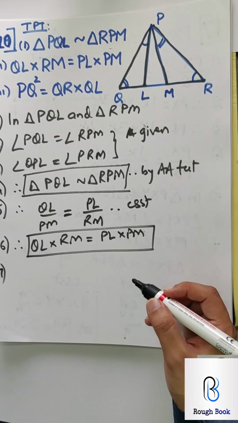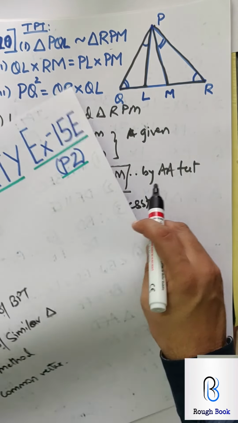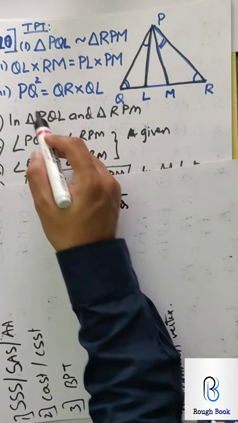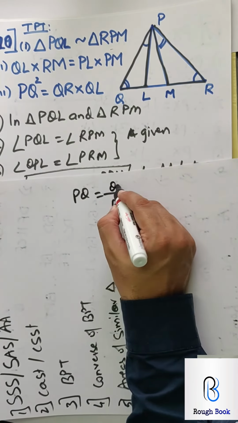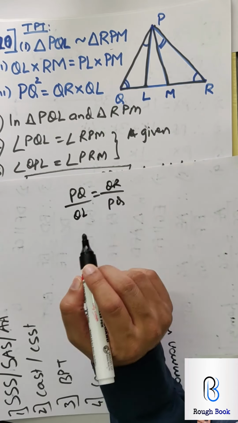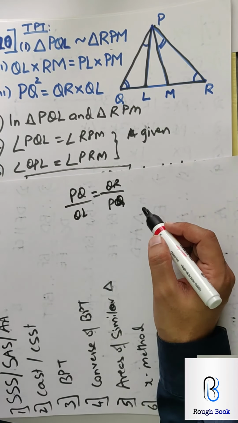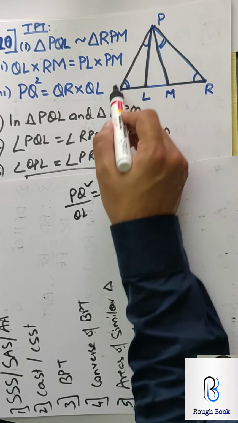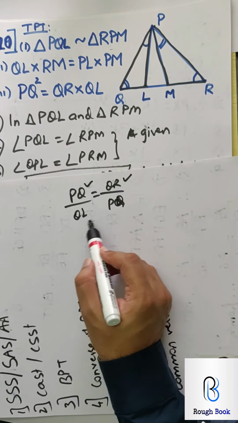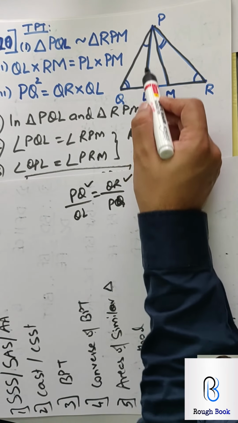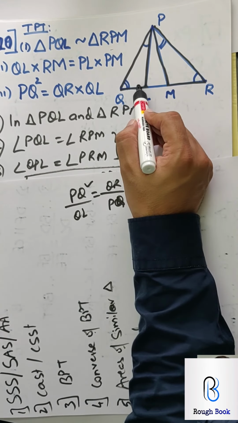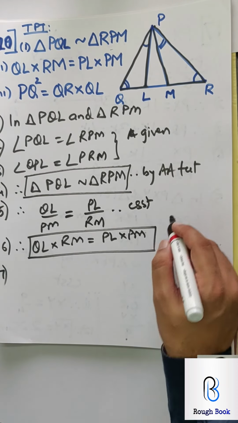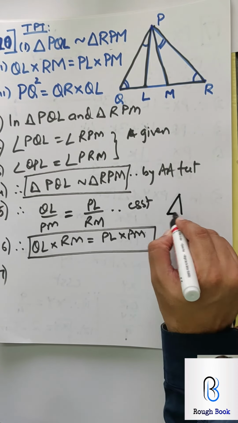For the last part, what I would suggest is take this on a rough sheet and split it. So PQ, and I'm sending the other PQ down. QR, and I'm sending QL down. This will tell you which two triangles you're supposed to pick up. So PQ and QR, that means the big triangle itself. And QL and PQ is this small triangle. So this triangle and the big triangle is what we are going to work upon. So I'm just bringing the two triangles out.